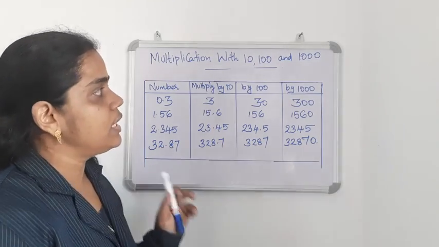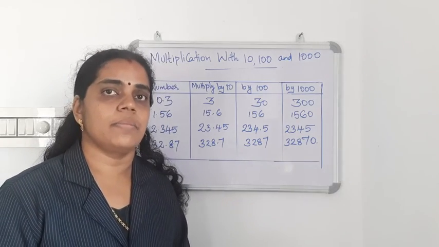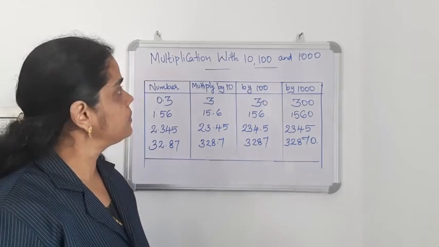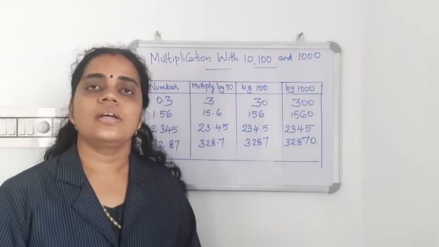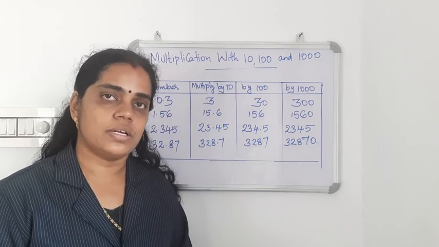So now we explained multiplication of a decimal number by a decimal number, multiplication of a decimal number by a whole number, and multiplication with 10, 100 and 1000. I hope all of you understood.